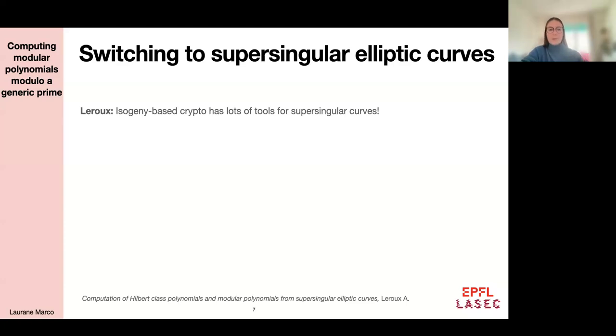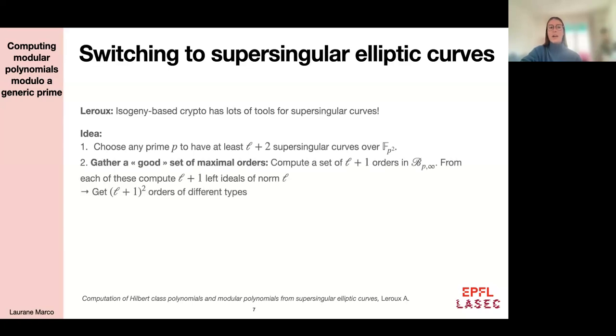So this is from his paper, computation of Hilbert class polynomials and modular polynomials from supersingular elliptic curves. Here the idea is that you choose a prime P to have enough supersingular elliptic curves over F_p squared. You gather a good set of maximal orders, so you're implicitly using the Deuring correspondence here. You compute a set of L+1 orders in your quaternion algebra.